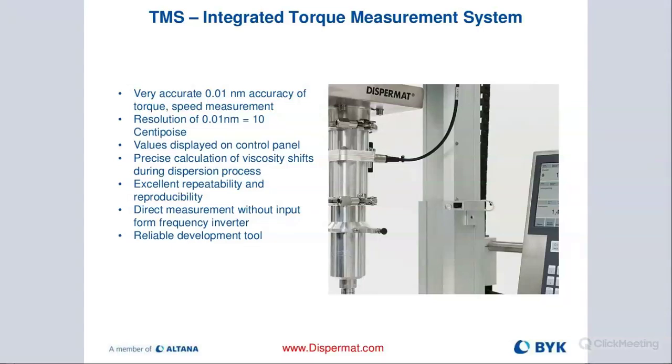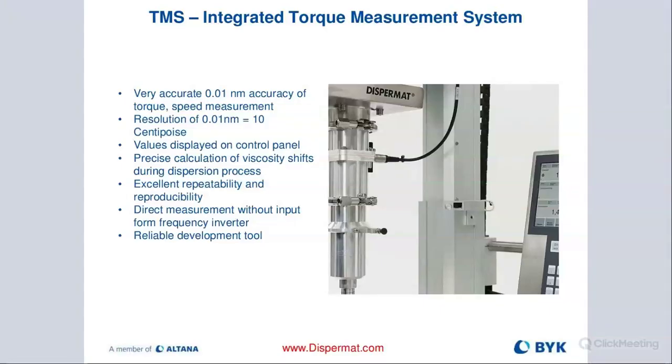Okay, so here is a better photo of the TMS, or integrated torque measurement system, that I spoke about earlier. That's really important to monitor the real-time viscosity. Normally when you look at the Dispermat or a dissolver, the torque value is a calculated value through the frequency inverter. And that's basically just a calculation, and it can drift depending on what the RPM range is and how much energy you're putting in. So it's not a very precise value. It just gives you some idea of what is happening.